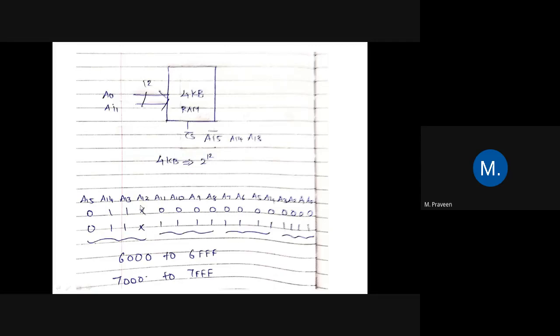This is one address range, and for the second address range, we have to consider the X value as 1. In the previous address range, we considered the X value as 0, but here we are going to consider the X value as 1. Then the address is 0111, and 0111 means 7. The remaining thing will be the same. Therefore, if you take the X value as 1, then the starting address is going to be 7000 and the ending address is going to be 7FFF. So the answer for the question is option D.